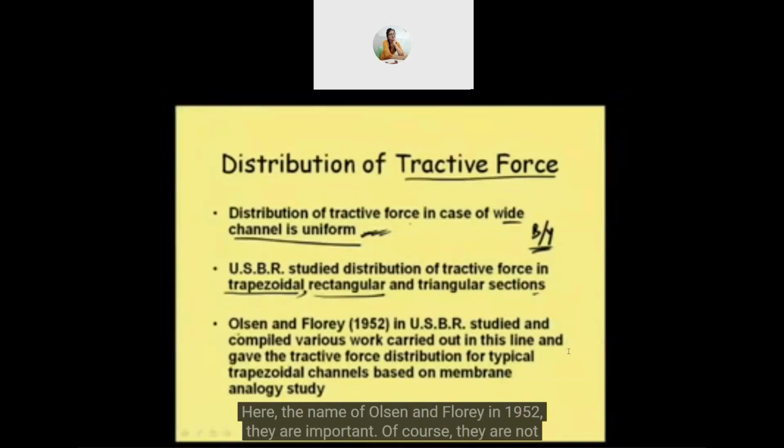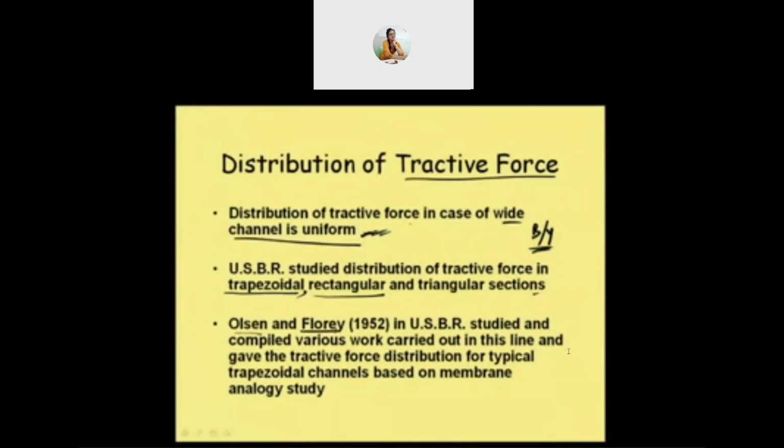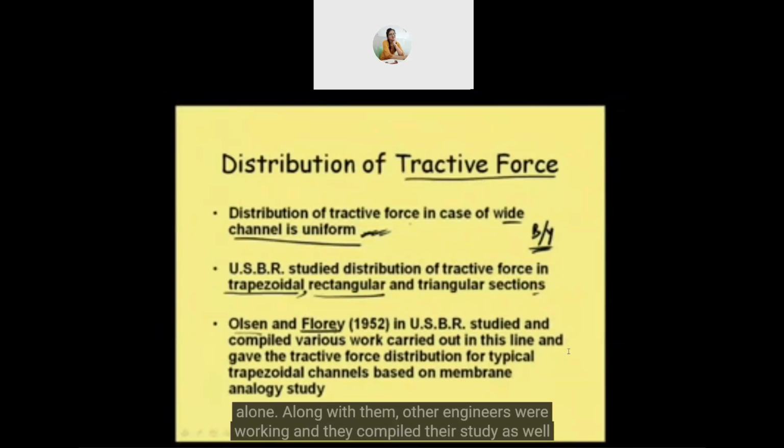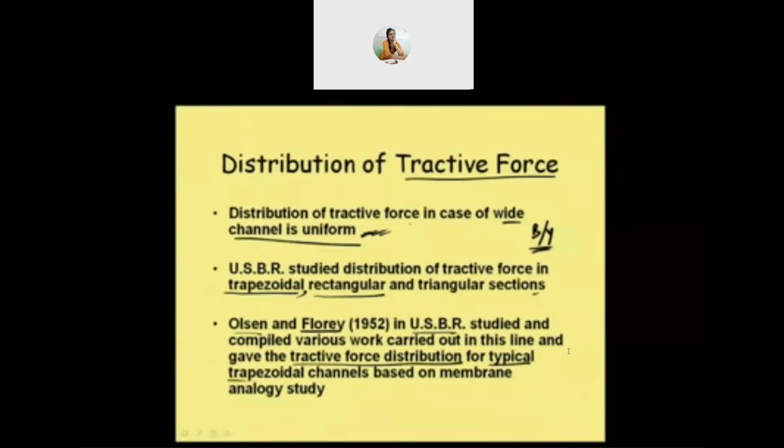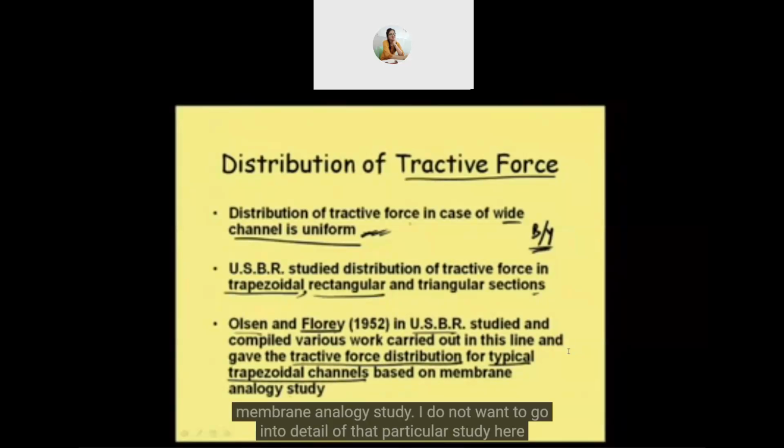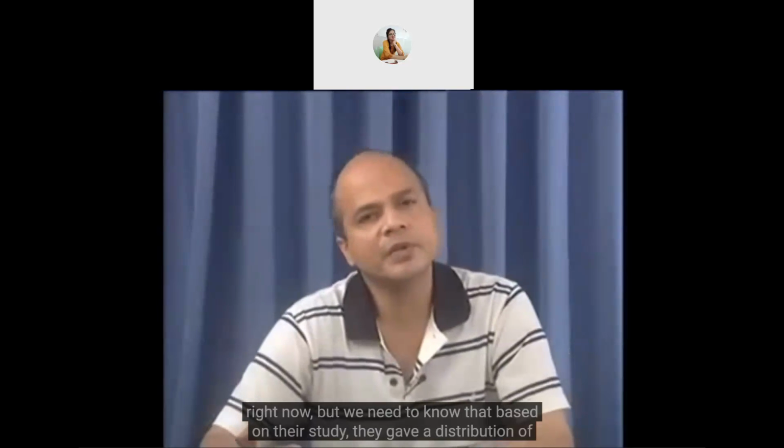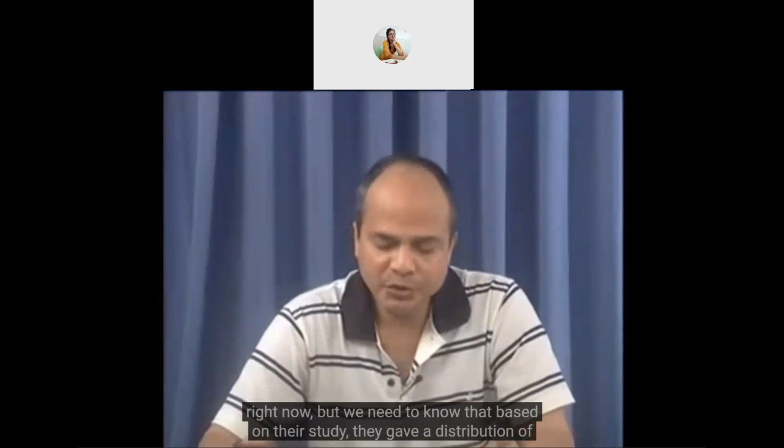And here the names of Olsen and Flore in 1952 are important. Of course, they are not alone. Along with them, other engineers were working, and they compiled their study as well as studies conducted by other people. All the studies conducted in USBR were compiled, and they gave the tractive force distribution for typical trapezoidal channels based on a membrane analogy study. I do not want to go into the detail of that particular study right now, but we need to know that based on their study, they gave a distribution of tractive force.